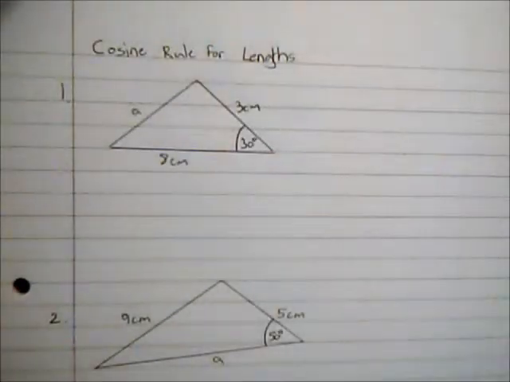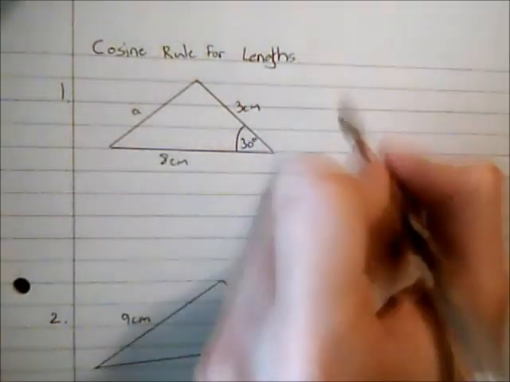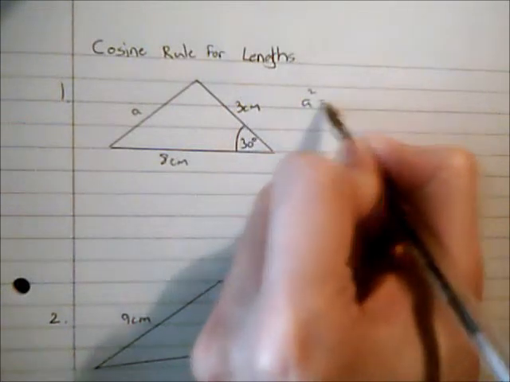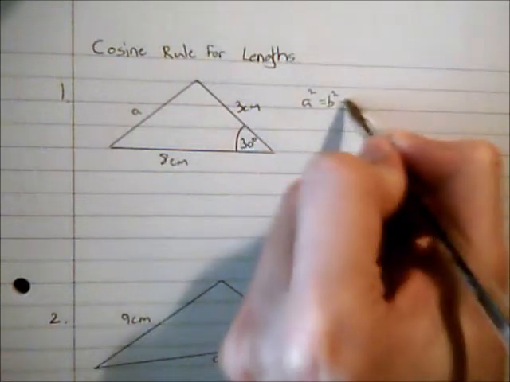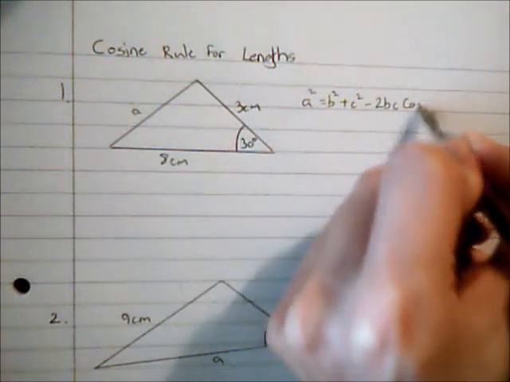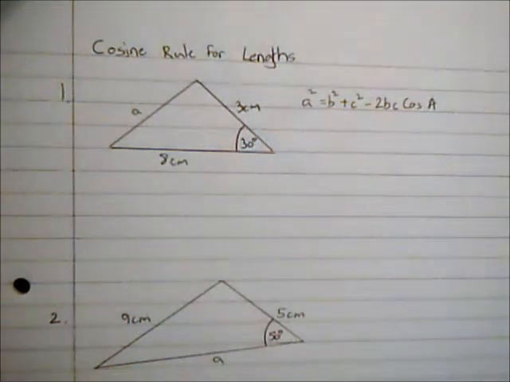In this video we're going to look at how we can use the cosine rule to find missing lengths in a triangle. The cosine rule tells us that a squared is equal to b squared plus c squared subtract 2bc cosine A, where the lowercase a, b and c are the three lengths of the triangle, and the capital letter A is the angle opposite the length of the lowercase a.